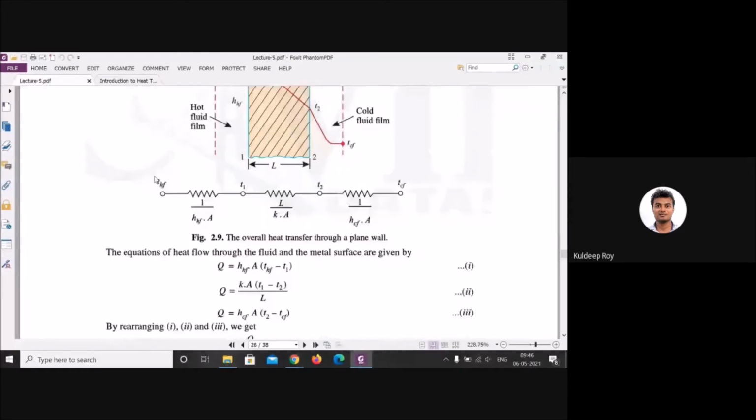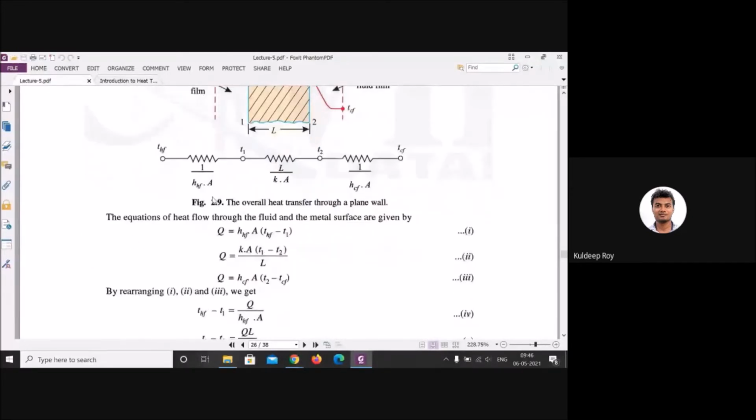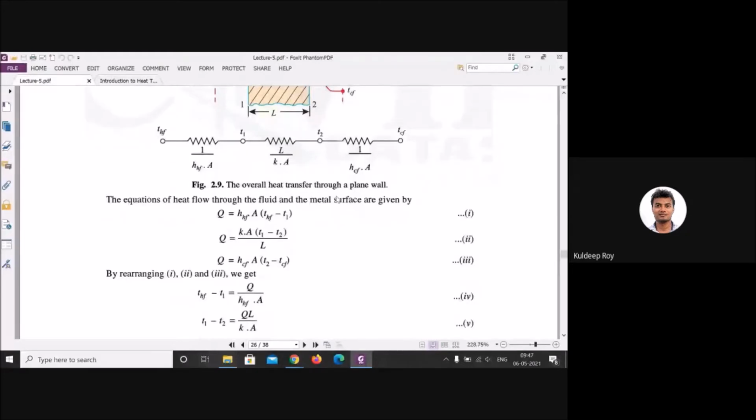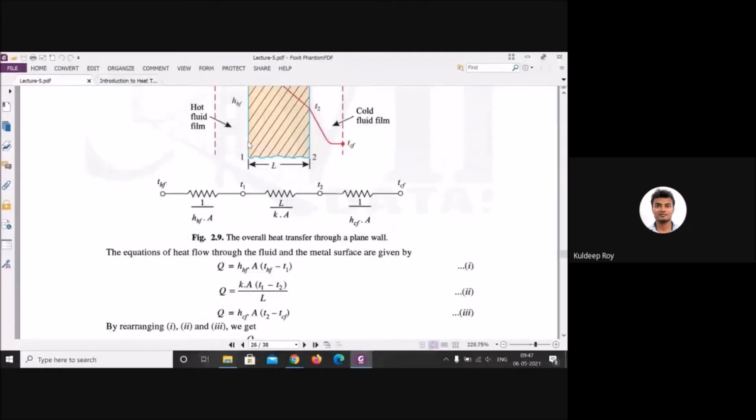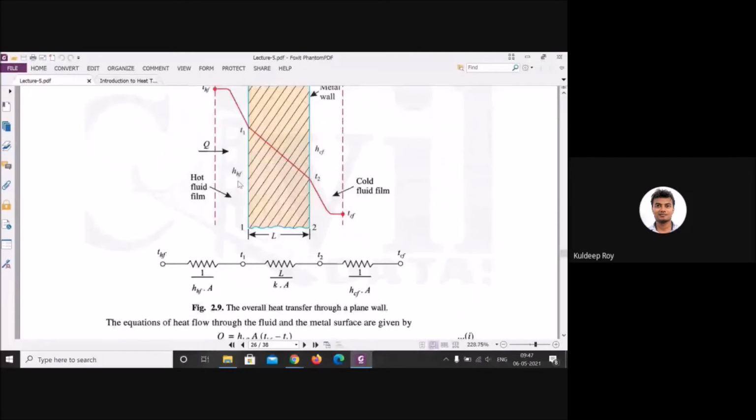Then what you will do is add all the resistive forces and equate them with the overall heat transfer coefficient. Now how do you approach it? Q will be your hA (T fluid minus T1). This is the method we will follow. How will you approach this?